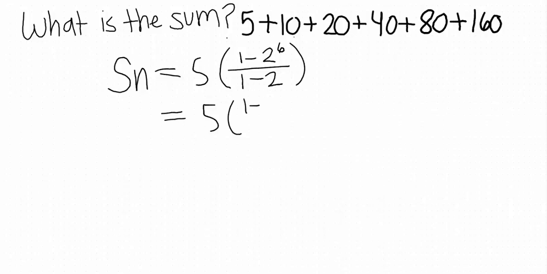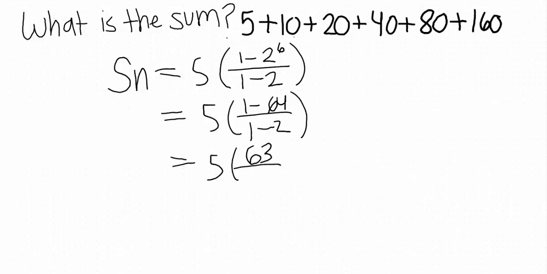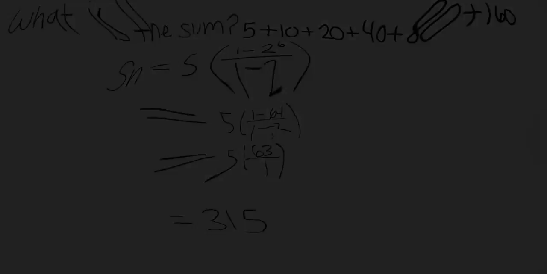Two to the power of 6 is 64. 1 minus 64 equals negative 63. And 1 minus 2 equals negative 1. And 5 times negative 63 over negative 1 equals 315. So the sum is 315.